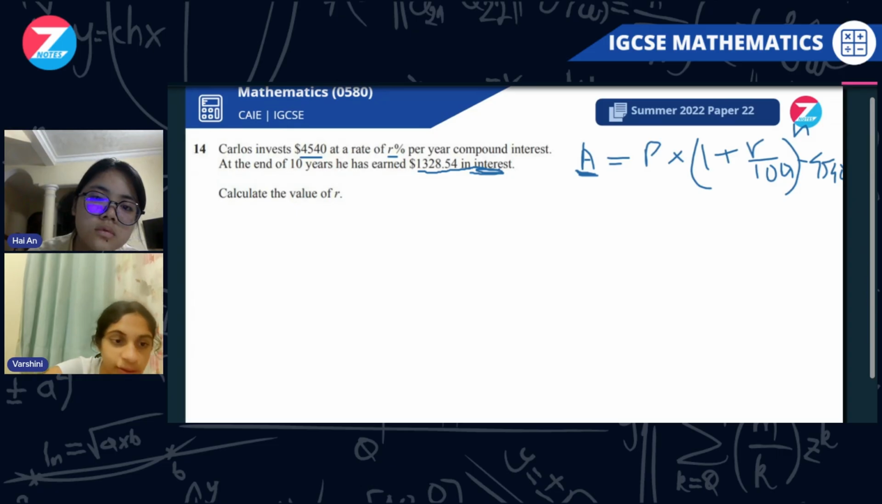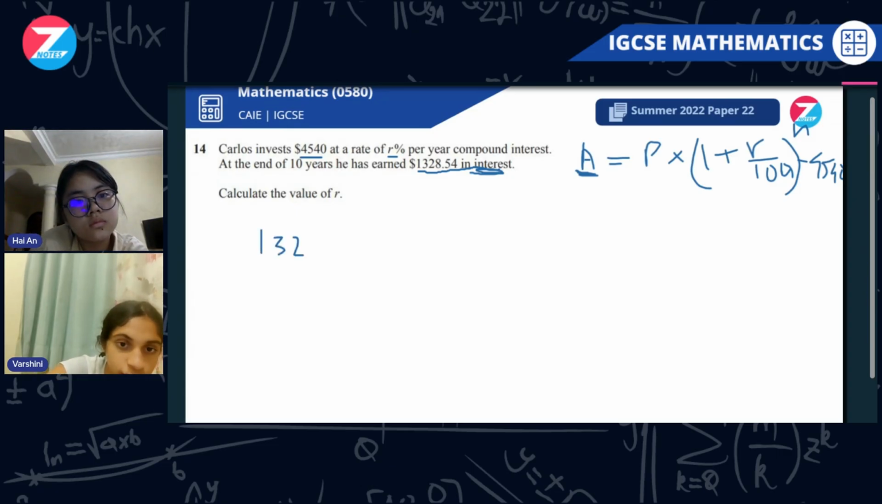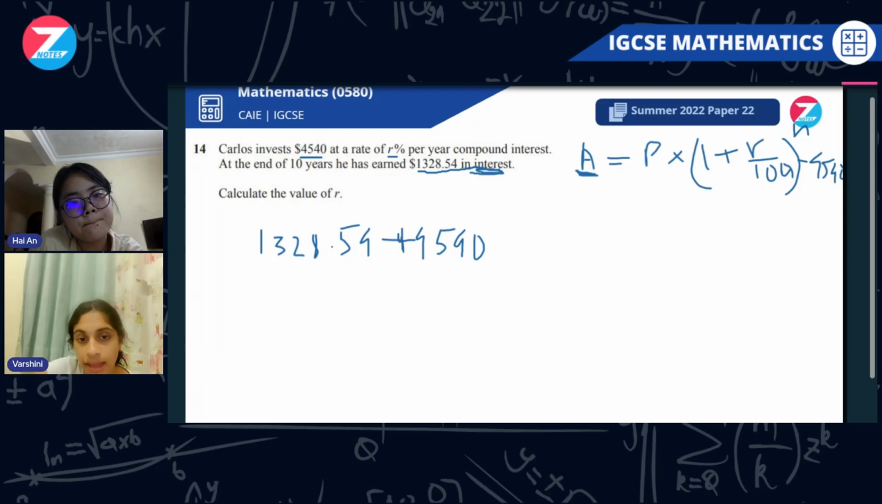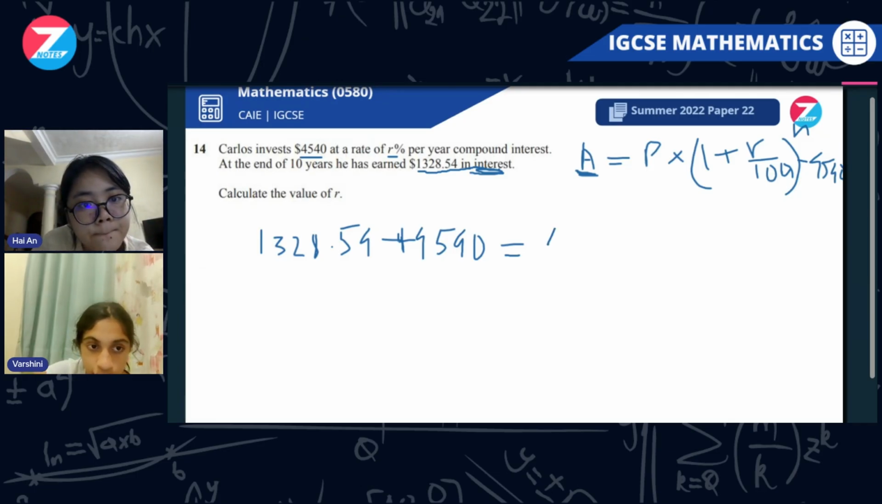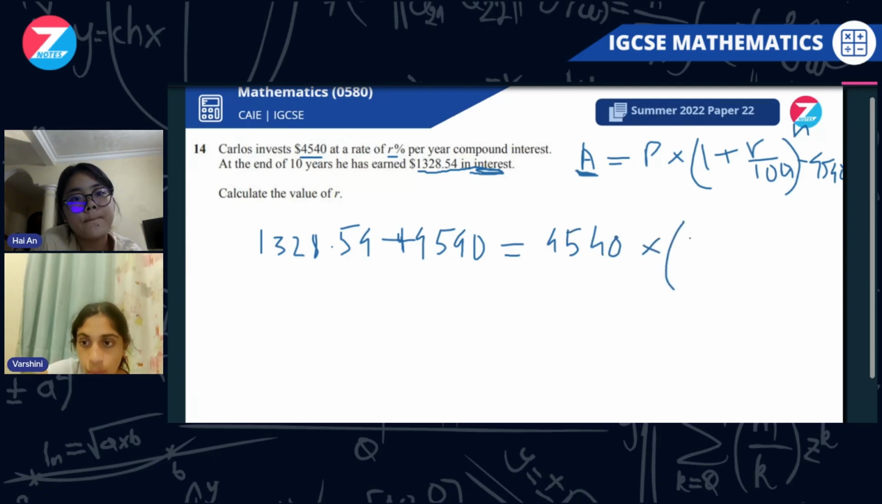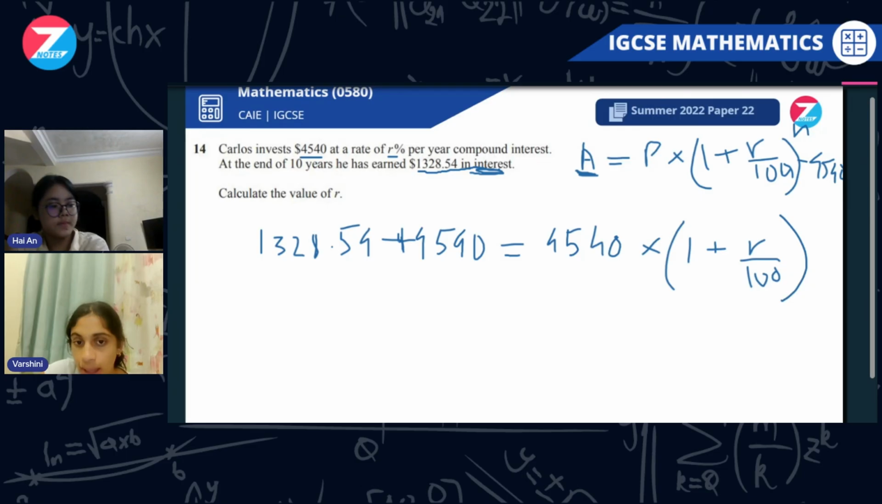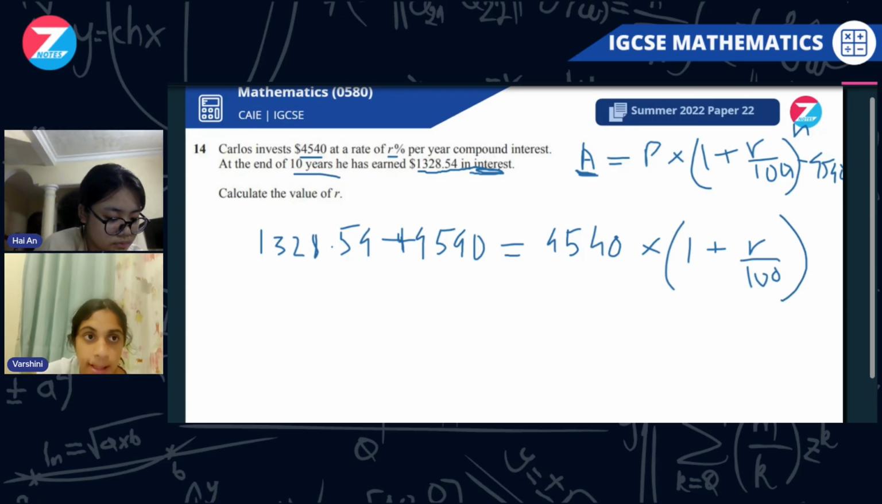So let's now substitute in all the values. So we know that the amount over here is going to be 1328.54 plus 4540 is equal to what he's invested, which over here is going to be 4540 times 1 plus R, which we don't know, by 100, to the power n, and n over here, it says 10 years. So we know he's been investing it for 10 years.